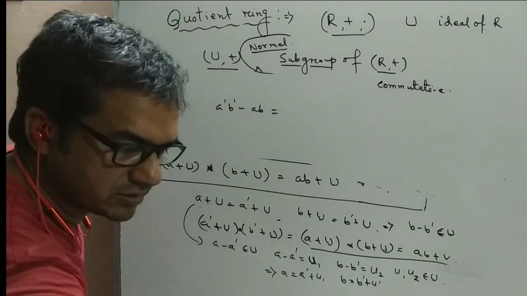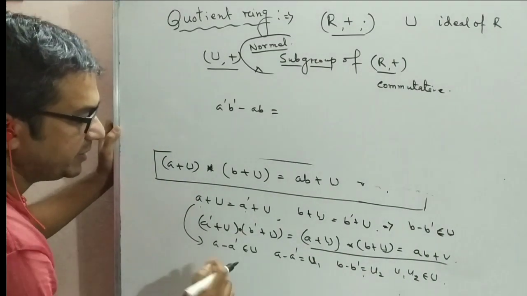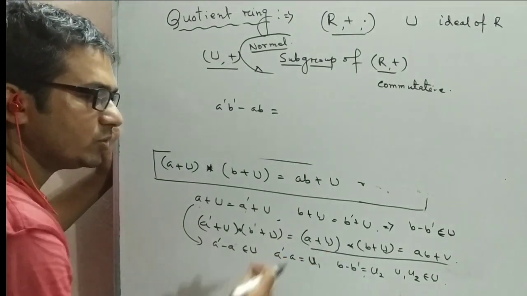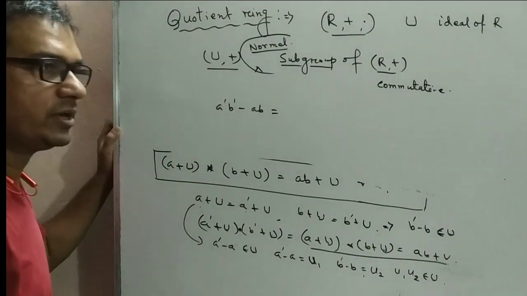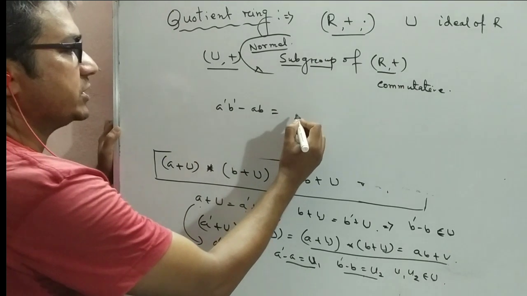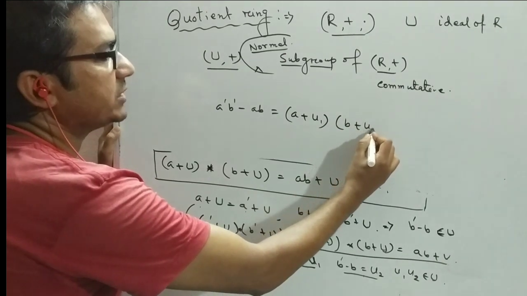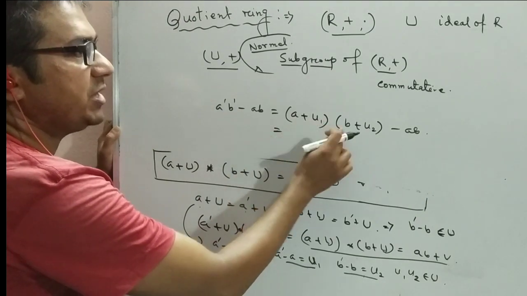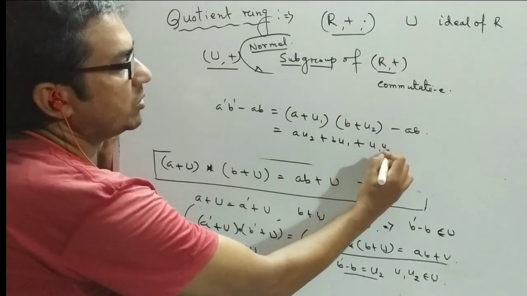This can be taken as A dash minus A belongs to U, that is A dash minus A equal to U1, and that is okay. Now we put the value of A dash and B dash from here and here in this position. So we get A plus U1 into B plus U2 minus AB. Now multiply, we get the result as AB cancelled, A U2 plus B U1 plus U1 U2.